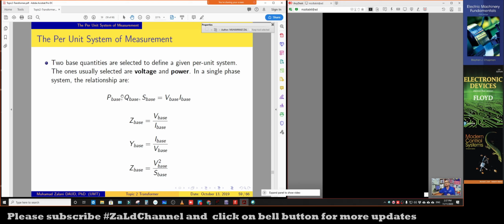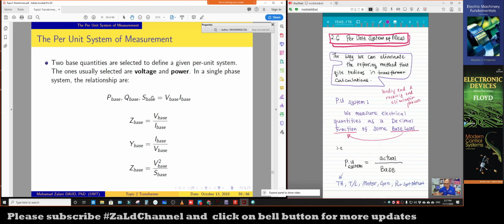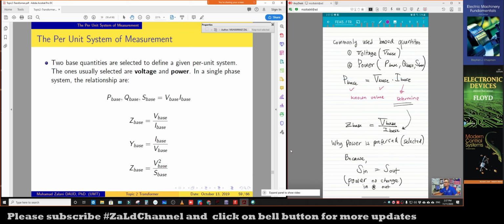Okay, so another quantity is V base, as you can see from my notes here. All right, we choose voltage as base and also power as base. Then once we know the V base and P base, we can actually determine the I base.